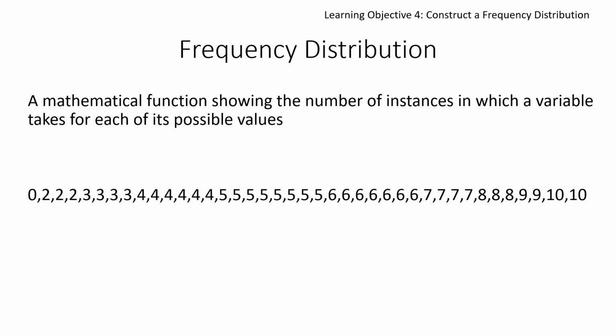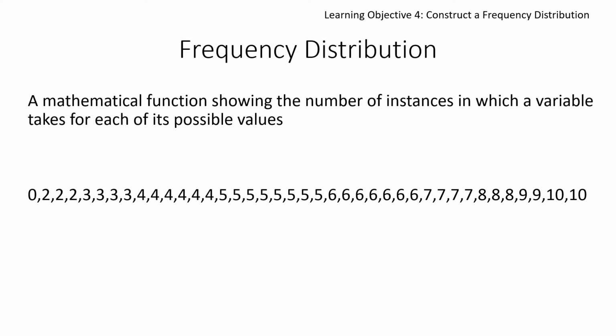So next, let's talk about frequency distributions. And for the rest of this lecture, we're going to be talking about frequency distributions. We're at the final learning objective, which is to construct a frequency distribution. There's going to be a whole bunch of slides, basically each one a step of constructing a frequency distribution.